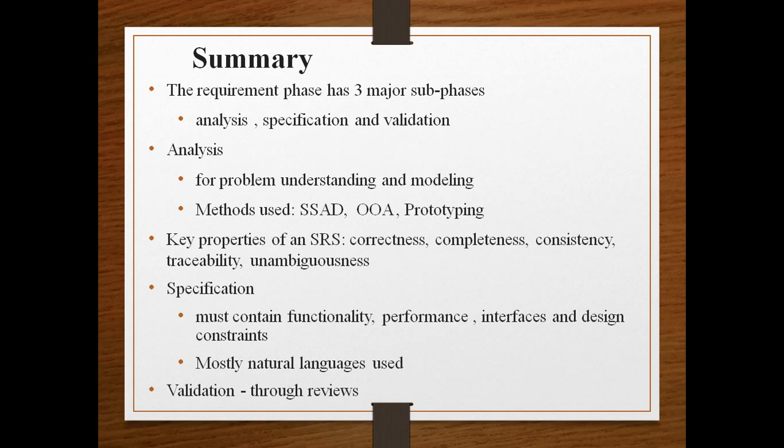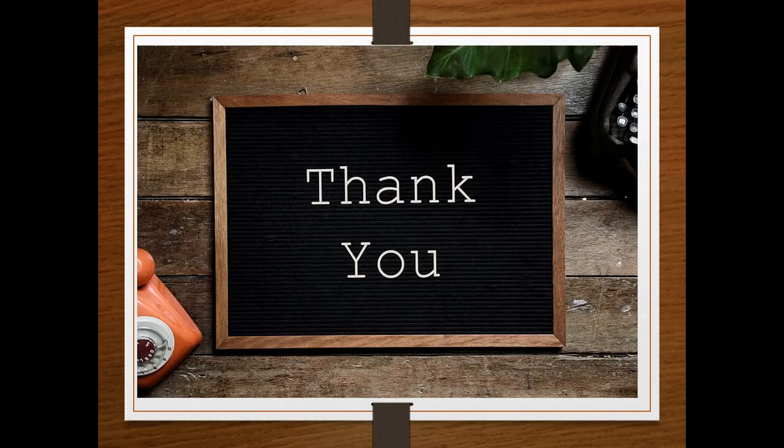Summary: the requirement phase has three major subphases: analysis, specification and validation. Analysis is for problem understanding and modeling, with methods used being SAD, OA and prototyping. Key properties of SRS are correctness, completeness, consistency, traceability and unambiguousness. And the specification must contain functionalities such as performance, interfaces and design constraints. Mostly natural languages are used, with validation through reviews.